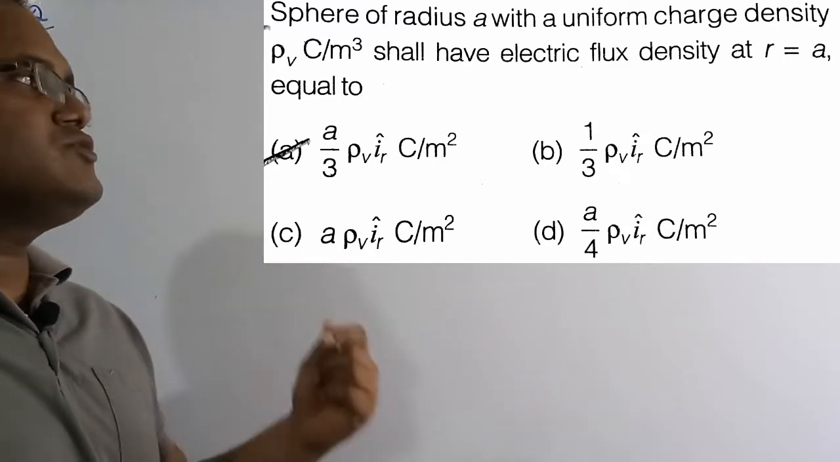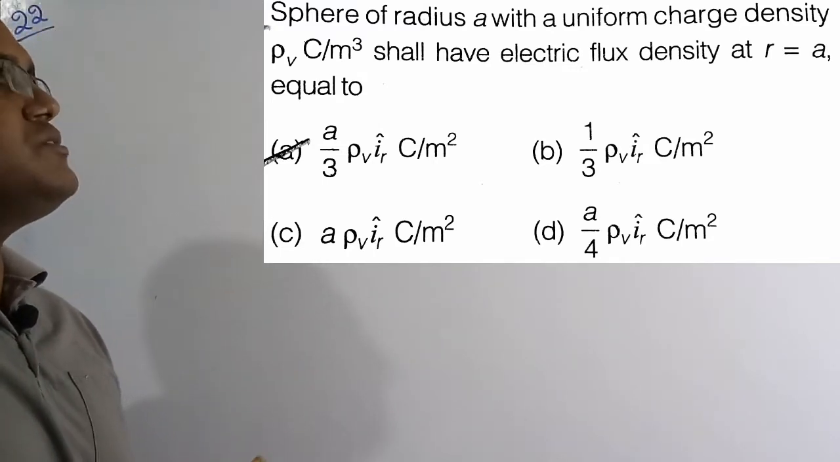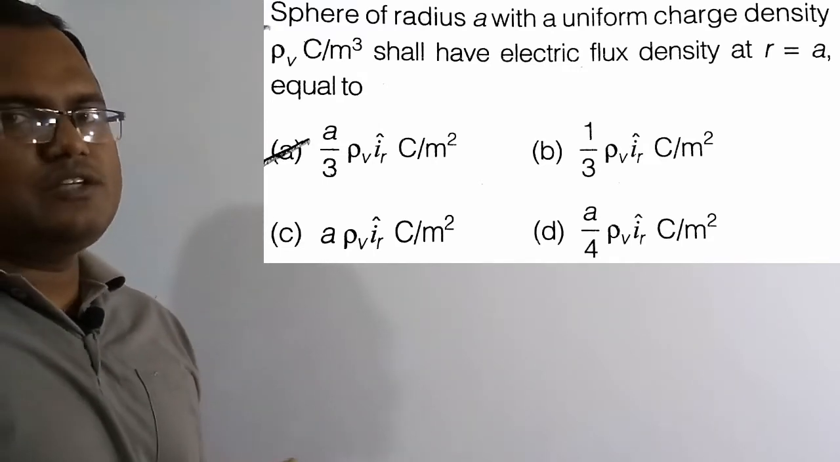Means radius at r is equal to A, we need to find what is the electric flux density. So out of these four options, option A is the correct solution of this question. So let's solve this numerical.